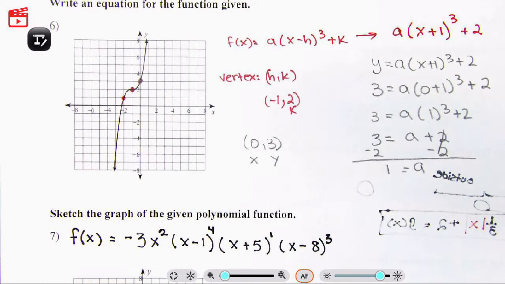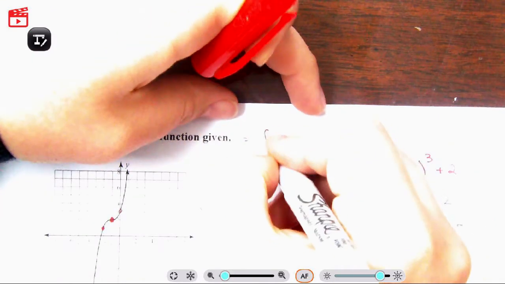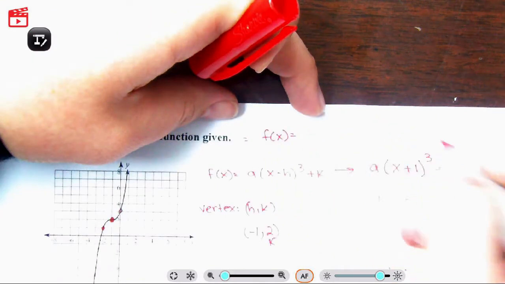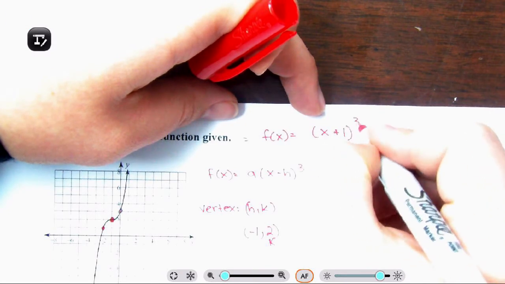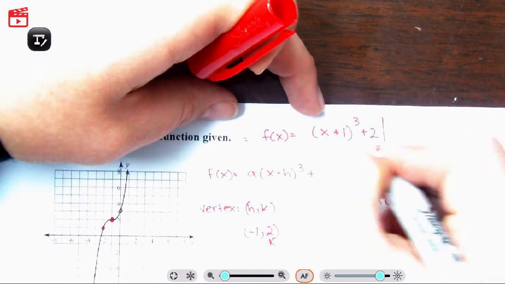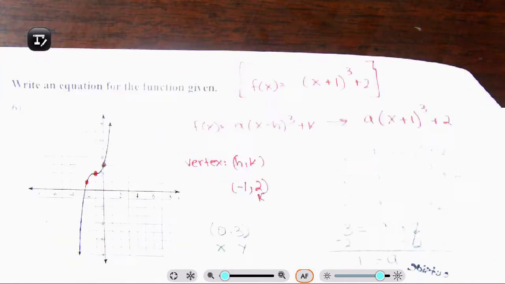So now for my final answer, do we really need to write a? Not really, because it's just 1. So my final answer is going to look like f of x is equal to (x plus 1) cubed, plus 2, as my final answer for the equation of the function given.